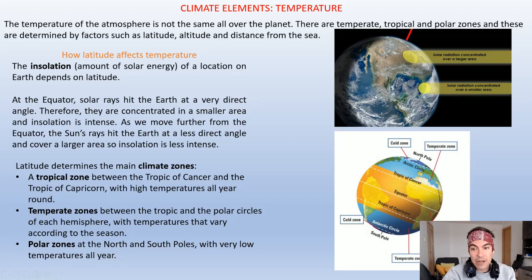Here you have a diagram which shows it very clearly. Here in the medium part of the Earth, in the equator, the solar radiation is concentrated over a smaller area, so it is very intense and it hits the planet more. Here in further latitudes, the solar radiation is concentrated over a larger area, a bigger area, so the intensity of the insolation is much weaker, okay?